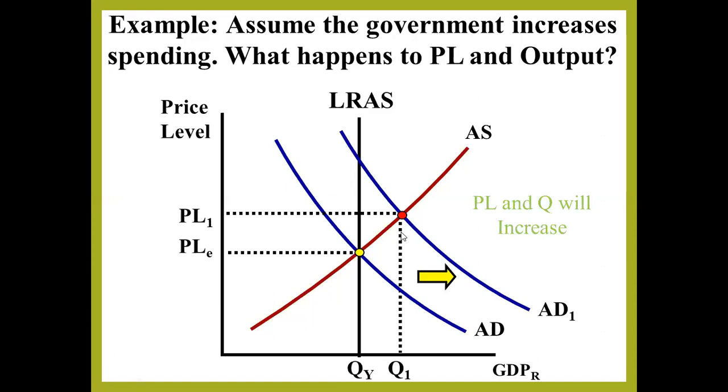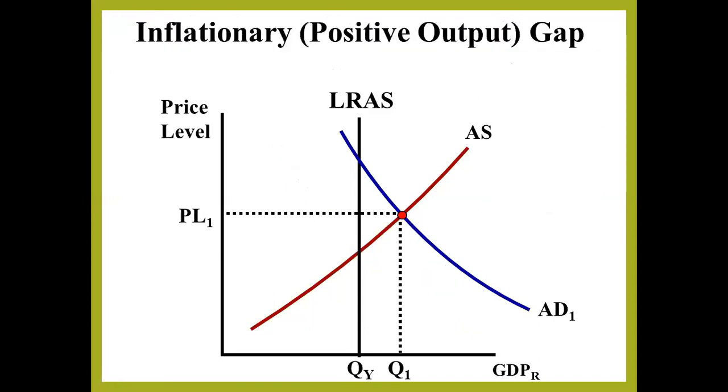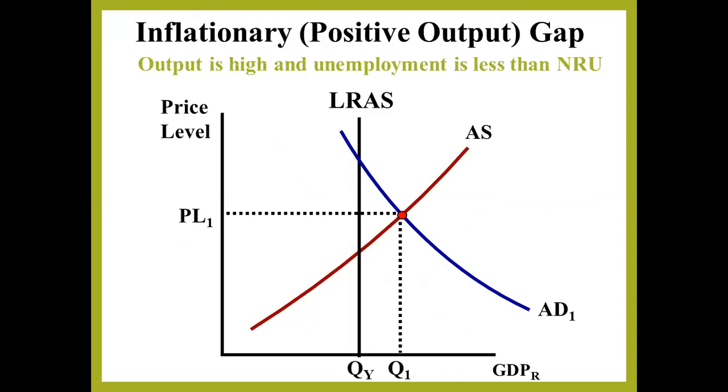Now think back, what type of gap is this? So are we below full employment or are we beyond full employment? Well, we're above full employment. So we are in an expansionary gap or what would be called a positive output gap. At a positive output gap, output is high and unemployment is less than the natural rate of unemployment. If you remember again, natural rate of unemployment is about 5%.